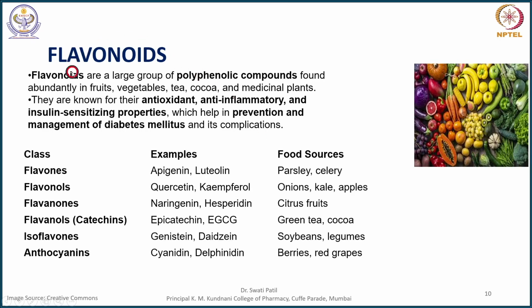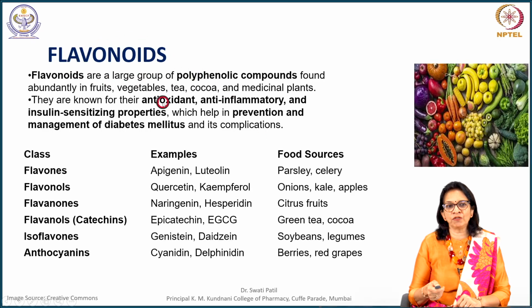A class of actives called flavonoids are also very useful as nutraceuticals in diabetes. These are a large group of polyphenolic compounds found abundantly in fruits and vegetables. So, these are found in the daily fruits and vegetables that we consume, and they are known for their antioxidant and anti-inflammatory activity and insulin sensitizing properties, which help in prevention and management of diabetes mellitus and its complications.